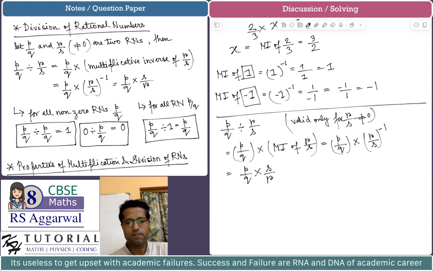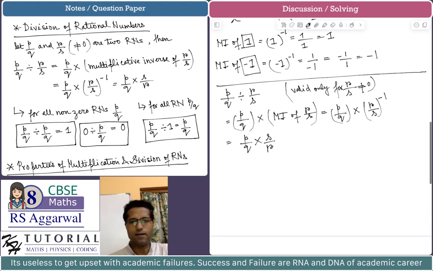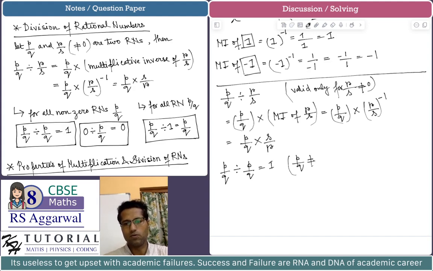Also note that if you divide any rational number by the same rational number, and that rational number should not be equal to 0, then the result is 1. So if you divide a rational number p by q by itself, that is, p by q divided by p by q, the result is 1, provided that p by q is not equal to 0.